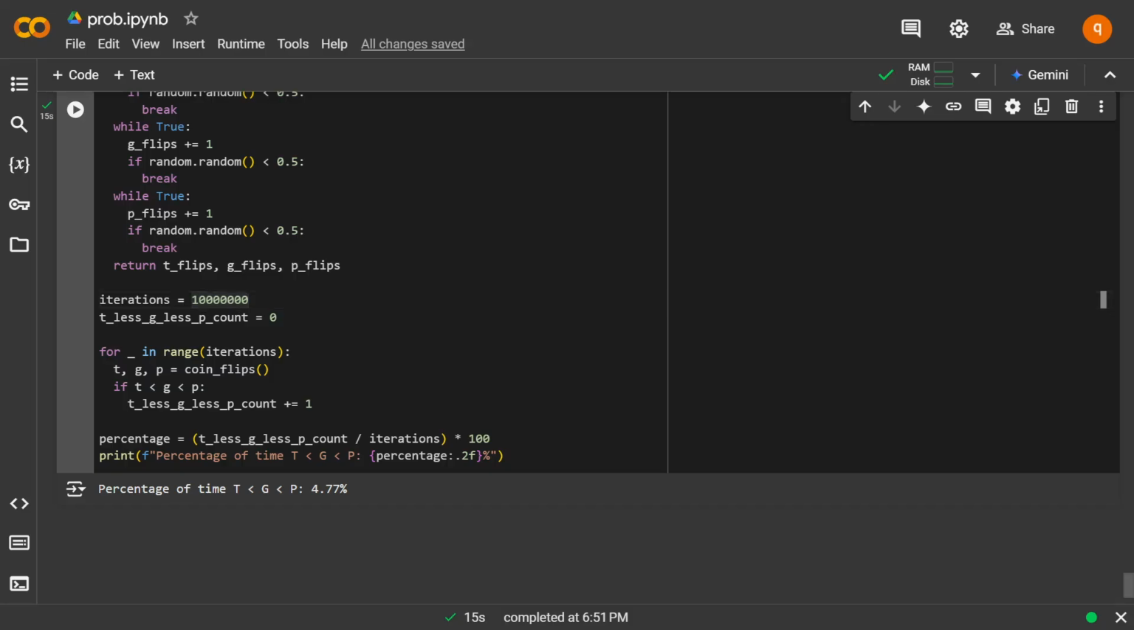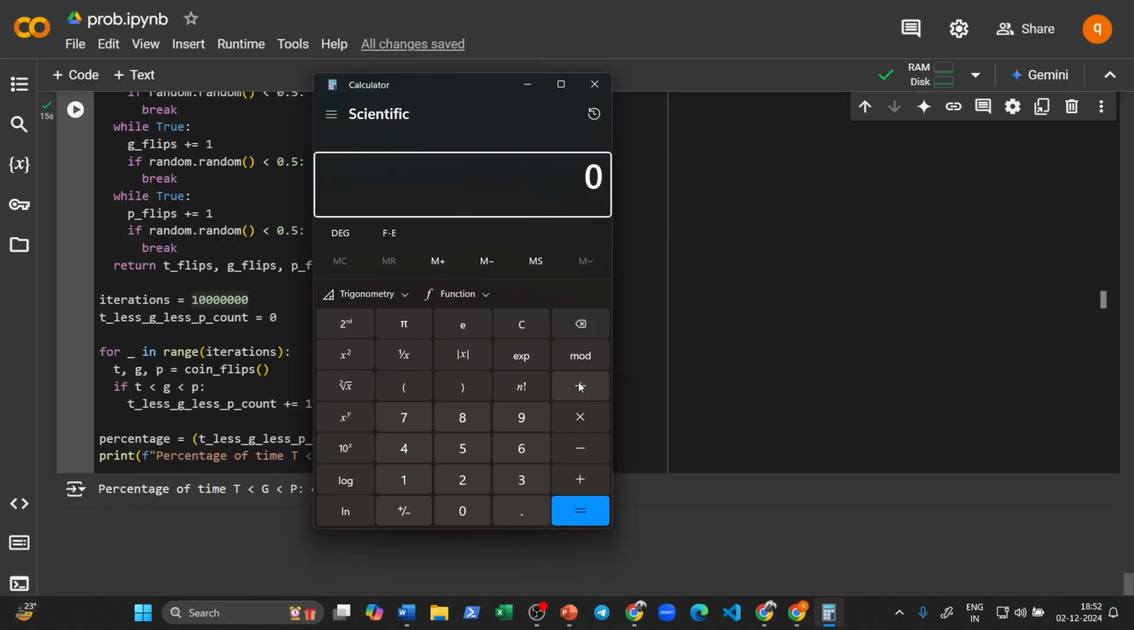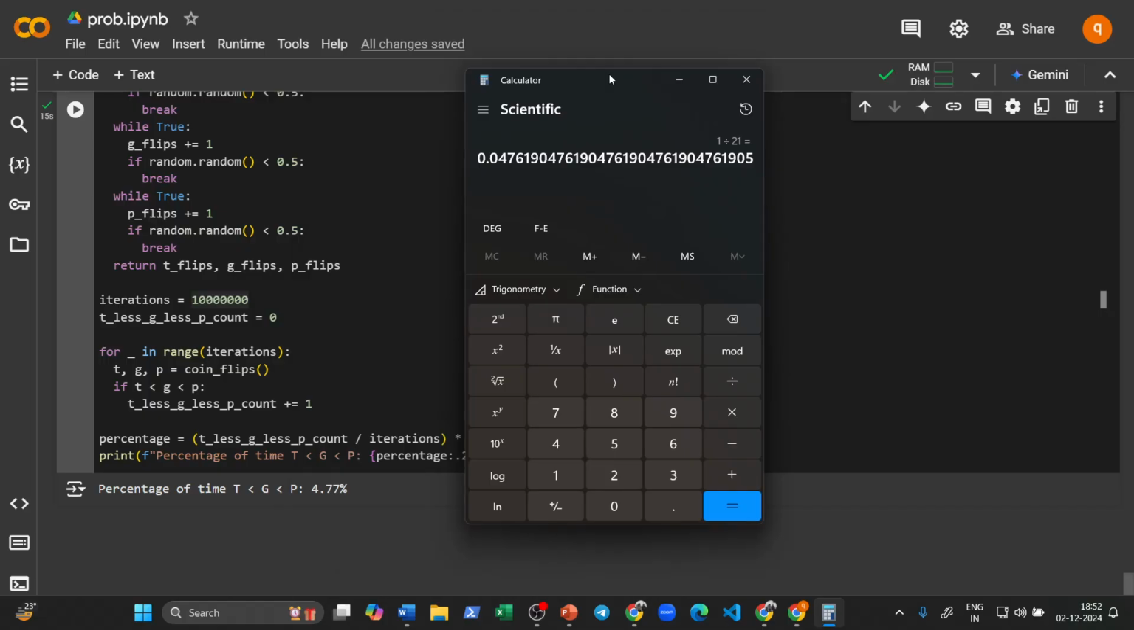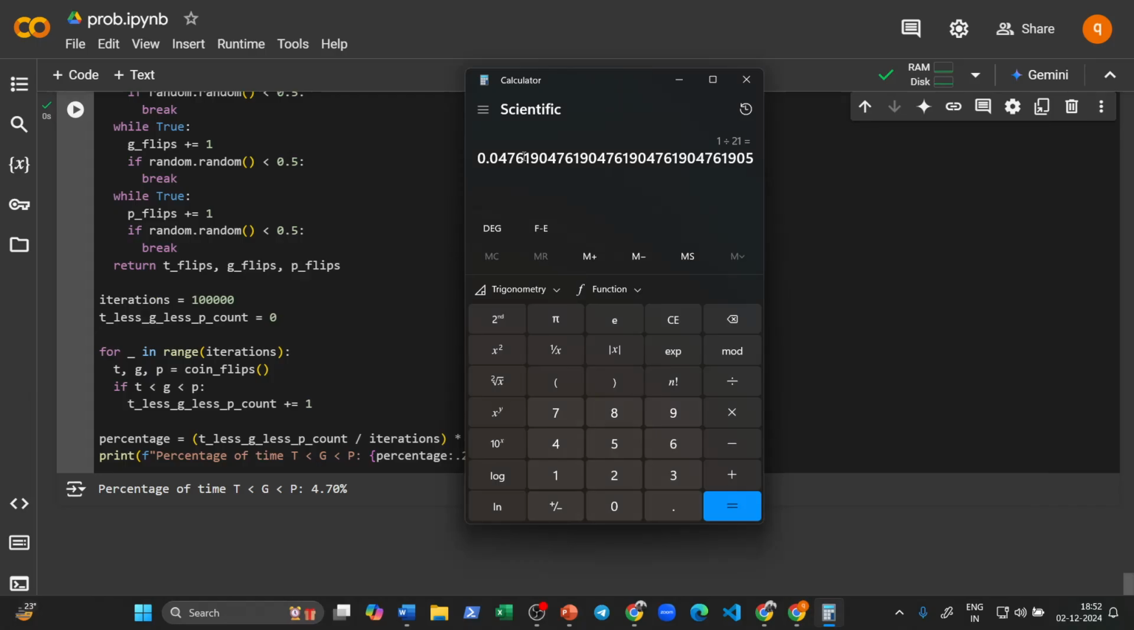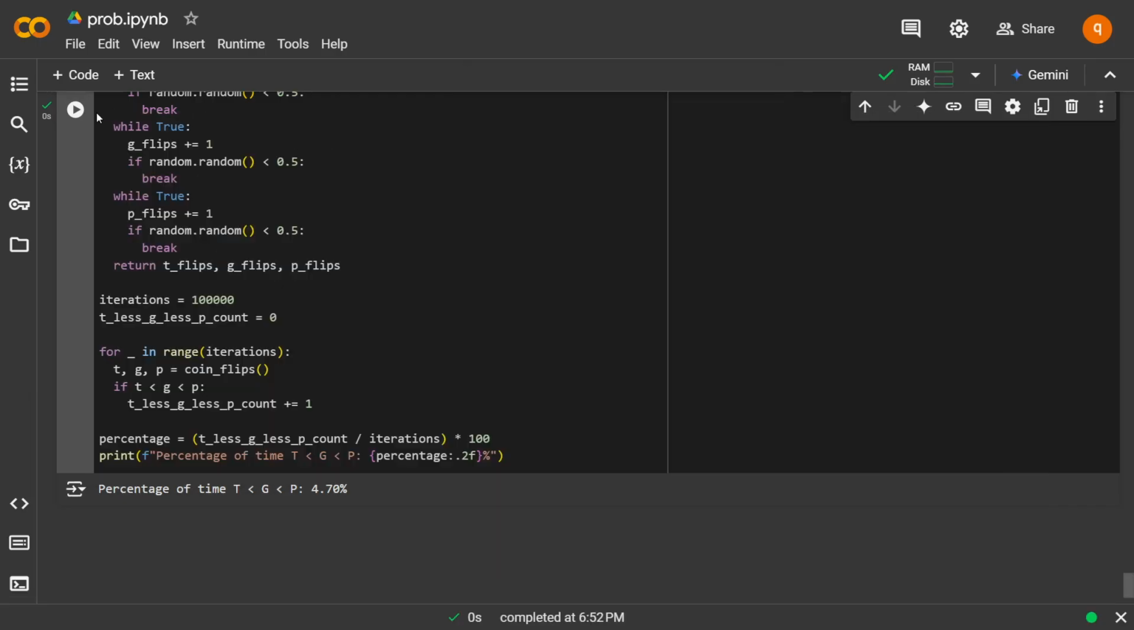And let's see, the answer that we got was 1 by 21 through 2 different methods. So let's see what it is. 1 by 21 is 4.76. So that's good. Let's do 100,000 times. So let's see if we get 4.76. Okay, we got 4.70 and 4.75 and 4.81.